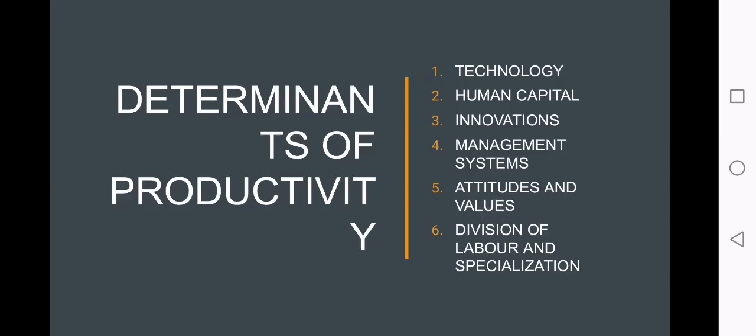So that's it in this video. Now we've covered all the important definitions and concepts in Introduction to Economics. In our next video, we'll be learning about the production possibility curve.